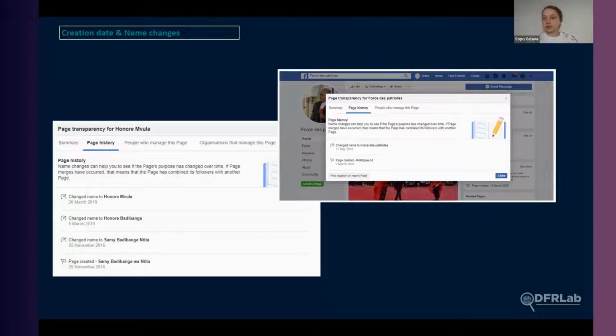Page history is very interesting because, as I said, pages are sometimes created for political purposes, but they name pages after some entertaining content. And then they usually change the names to certain politicians or certain actors. To track that history of name changes is really interesting, especially to identify the timestamps. So when the page was created, what was the original name of the page, whether the page changed its name and when it changed its name. And why is it interesting?